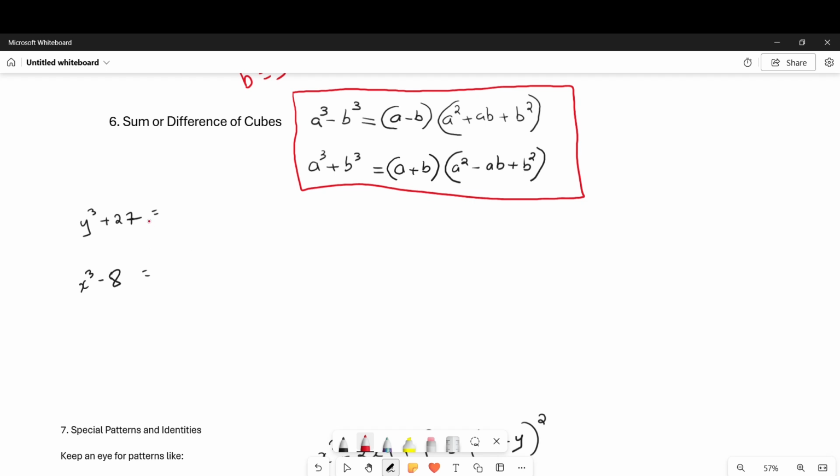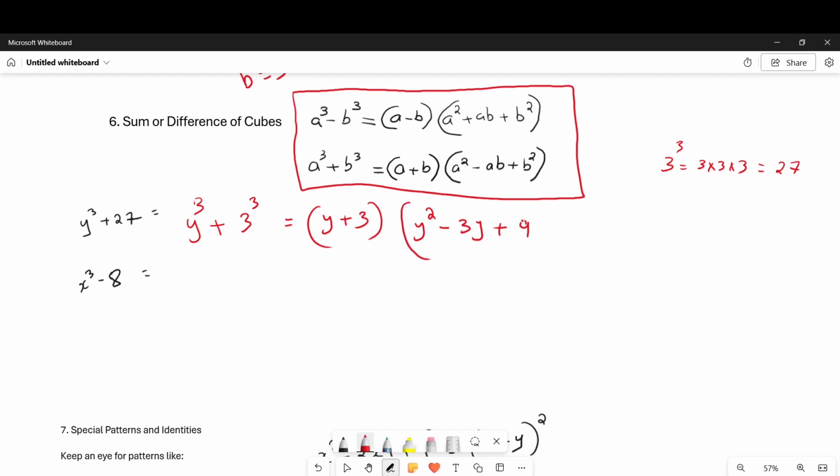What is y cube? So y cube plus 27. What is 27? 27 is called 3 cube. What is 3 cube? 3 cube is equal to 3 times 3 times 3. 3 times 3, 9. 9 times 3, 27. So we can directly apply this equation here. What's the factor of this? Directly we can write y plus 3 as a factor, then y square minus 3y plus 9.